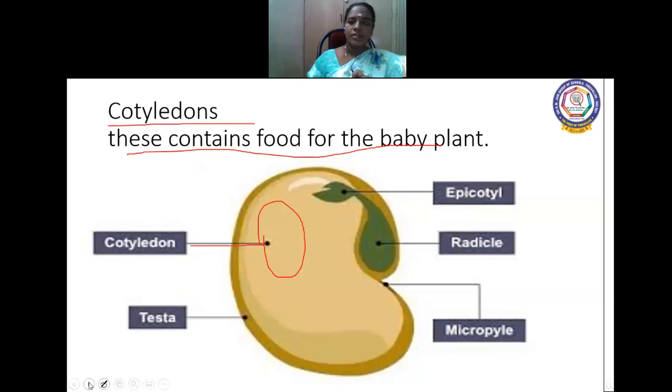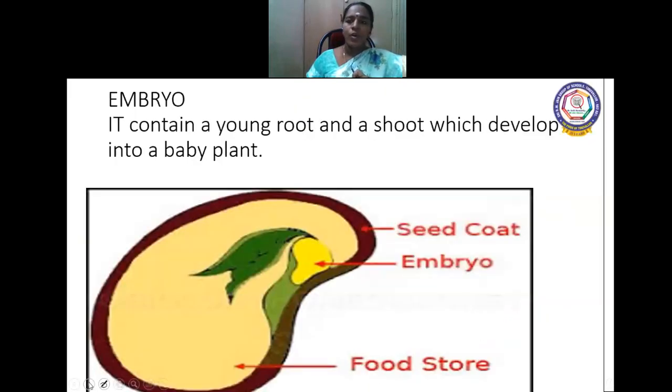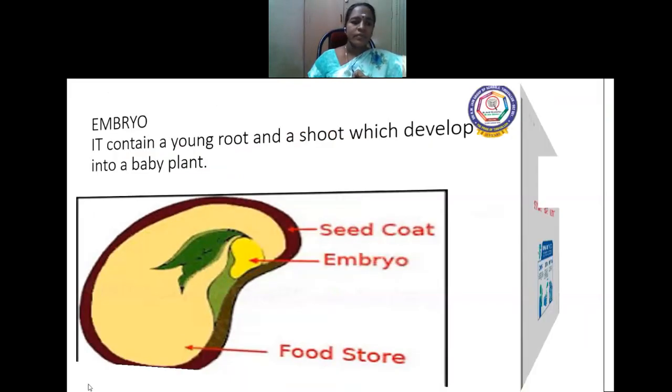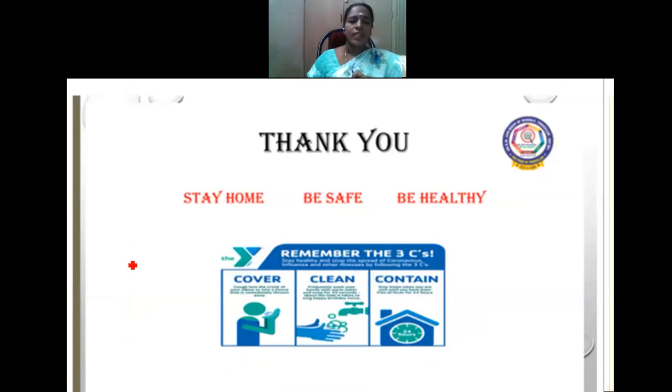Cotyledon contains food for the baby plant, and this portion is known as the cotyledon. Embryo contains a young root and a shoot system which develops into a baby plant, and this is the embryo.